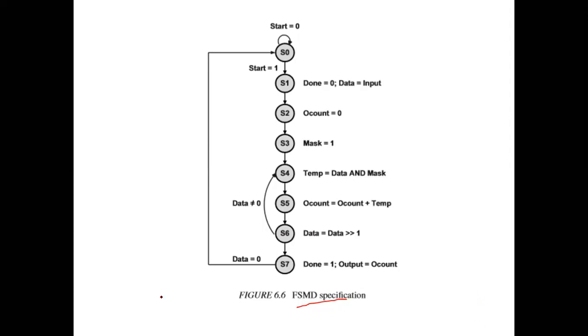So this is FSMD based representation. This is also another way of representation. Here what we have done is we have different states. We have identified the different states for this particular program. First one is state 0, up to state 7. That means 8 states are here. State 0, 1, 2, 3, 4, 5, 6, and 7.